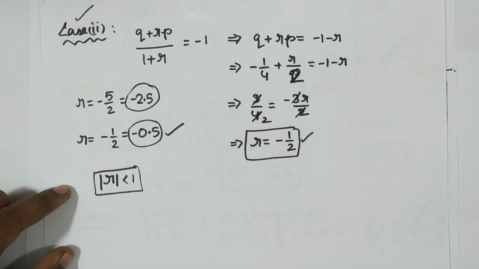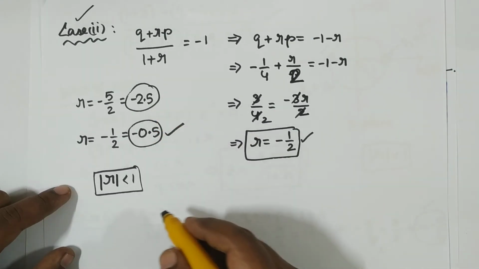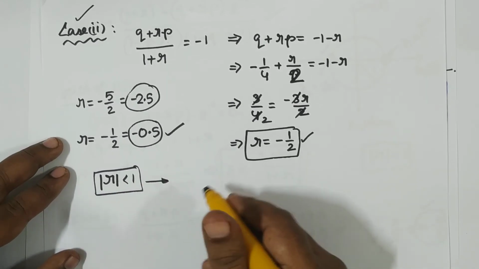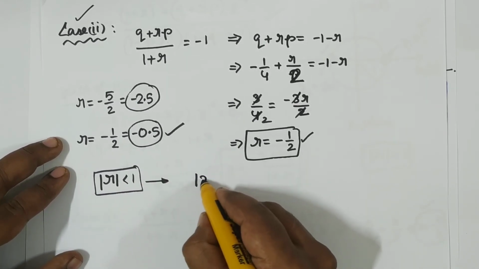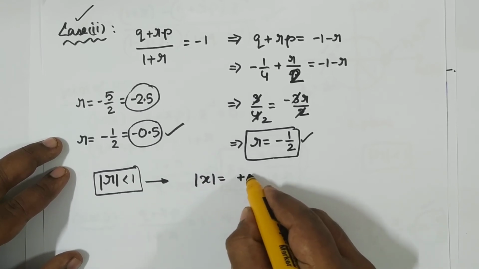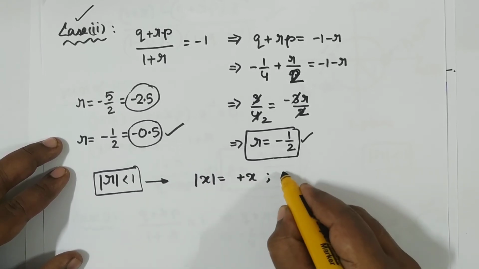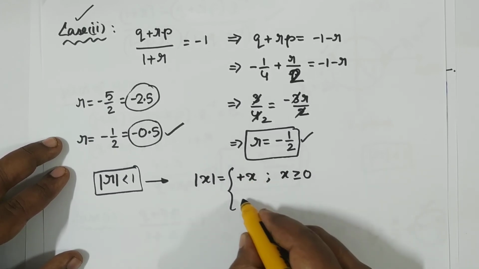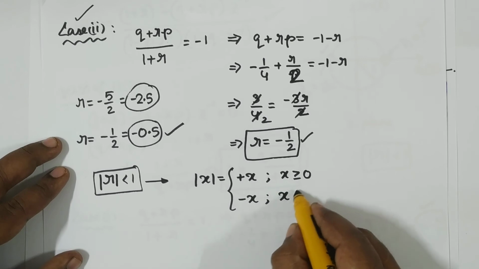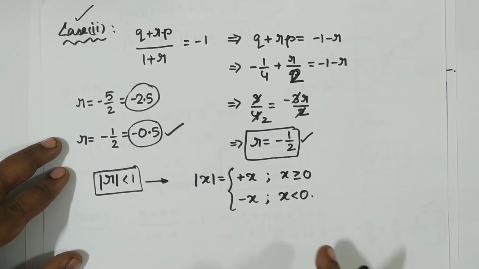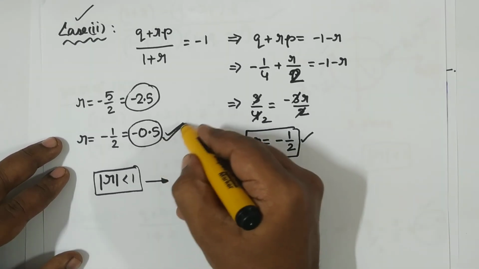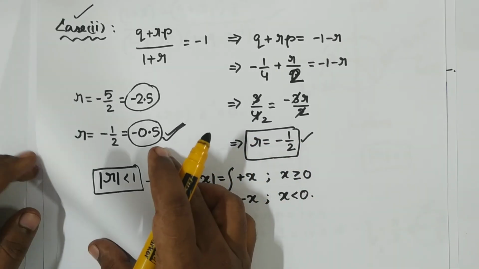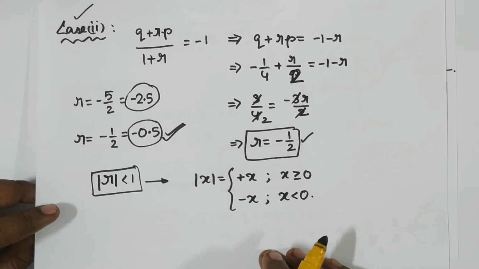Less than 1, because you know the basic definition of modulus, right? For example, modulus of x is equal to positive x for x greater than or equal to 0, and this is negative x for x less than 0. Now you put it down here, you must get this. Alright, so therefore now this fellow is satisfied.